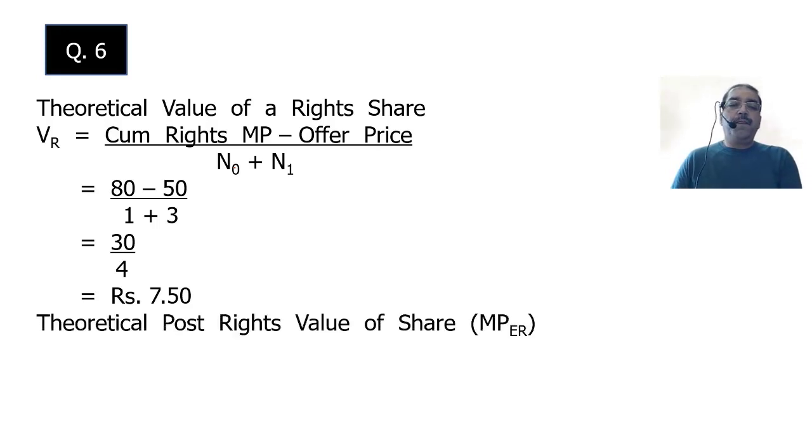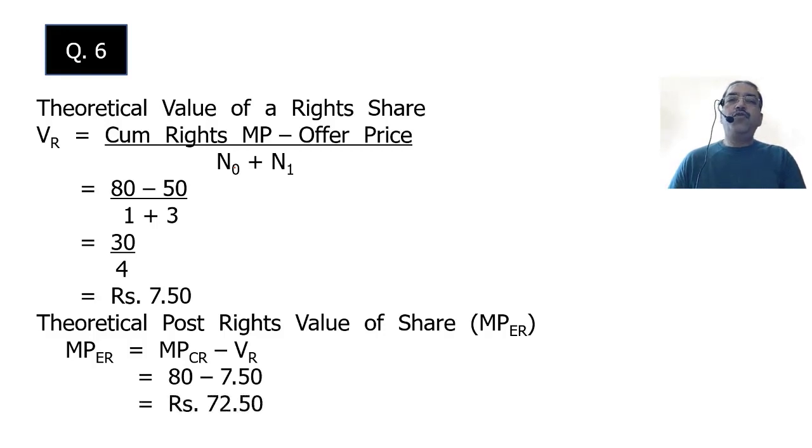Value of rights. Theoretical post-rights value of share, that is the market price ex-rights. Formula: ex-rights price is equal to cum-rights price minus value of rights. That is 80 minus 7.5, that is 72.5. So the first and second part are over: calculation of the theoretical value of rights and the theoretical post-rights value.